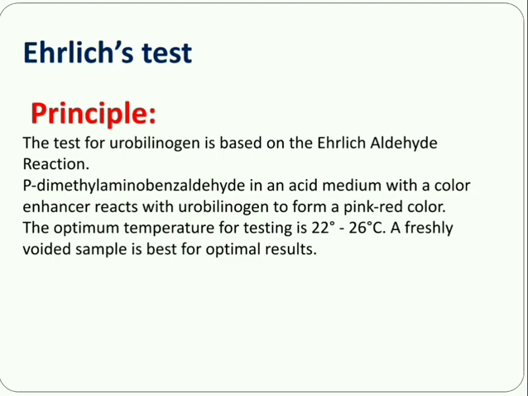The optimum temperature for the testing is 22 degrees Celsius to 26 degrees Celsius. A freshly voided sample is always best for optimum results. Here the Ehrlich reagent, that is para-dimethylaminobenzaldehyde, reacts with urobilinogen if present in the urine and gives a pink to red color as a positive reaction.